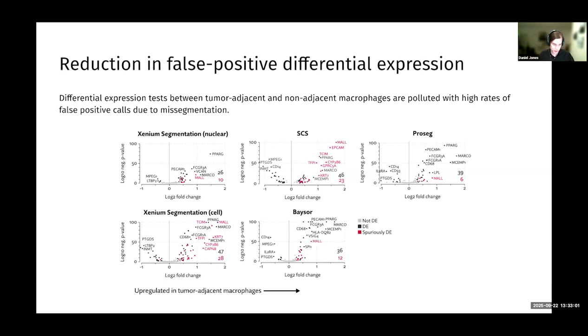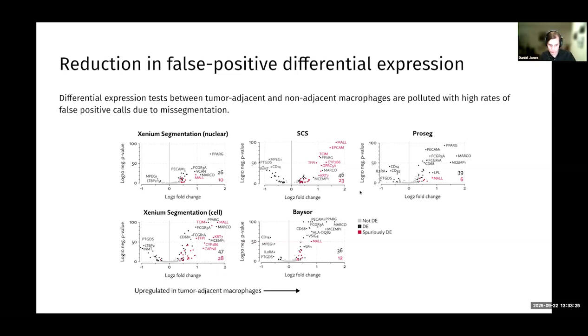So here's the simplest version of that sort of analysis, where let's just do pairwise differential expression between these two groups of macrophages. So here's what I did exactly that, using different segmentation methods. And these are just volcano plots. So the x-axis is fold change, and the y-axis is negative log p-value.